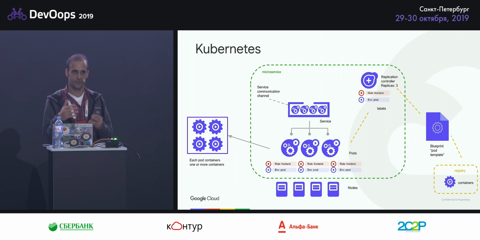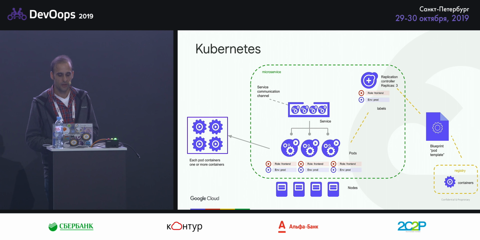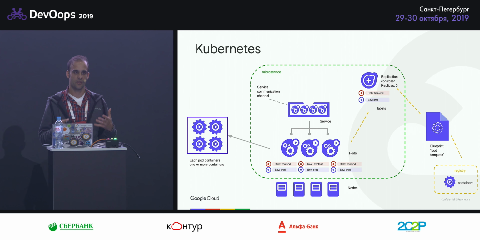These nodes, these servers, are either physical machines running locally or virtual machines running in the cloud. But either way, you have these nodes that you have to think about. And these pods are running. You can add labels to these pods. So in this case, we are adding a couple of labels, role and environment.